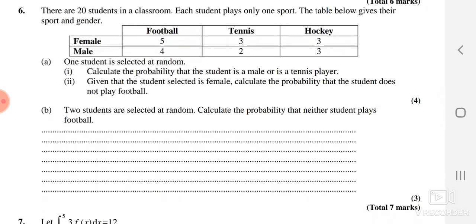Okay, now given that the student selected is female, this is a conditional probability question. Calculate the probability that the student does not play football. First of all, he told you that whatever student is chosen is female. So this is 11 by 20, and out of this 11 by 20, he is saying that the student does not play football. How many students do not play football? These are 6 students who do not play football. This is 6 over 20.